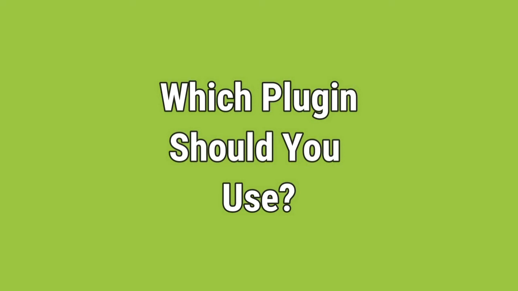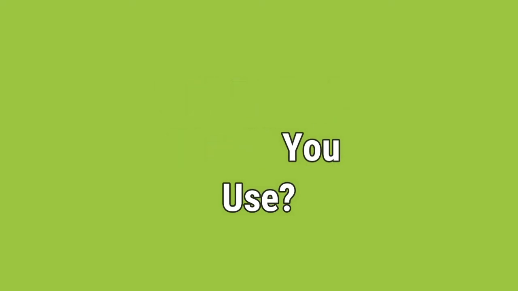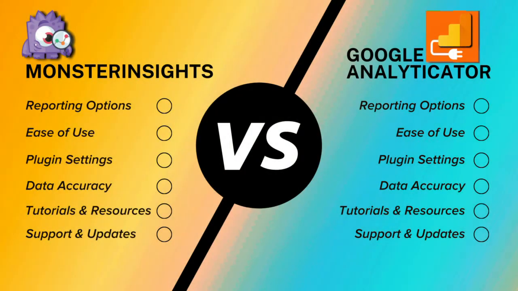Okay, so after looking at all of these options, it's probably apparent which plugin you should use. But if you're still wondering, let's do a quick overview once again. When it comes to reporting options, MonsterInsights is the winner because it allows you to track advanced analytic metrics and reports right inside your WordPress dashboard. Google Analyticator only provides you with a basic overview of your site's analytics in the dashboard.